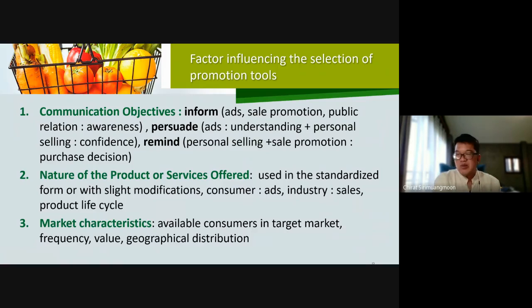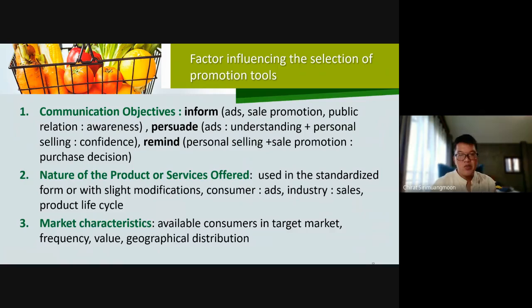Last one, if you want to remind, you can use personal selling combined with sales promotion. You want to remind people that the product is available on the market and that they should consume more. Actually, you want to drive the purchase decision, so you want people to buy your products again. In this case, personal selling, like a salesperson, and sales promotion would be combined. So this is an example of communication objectives.